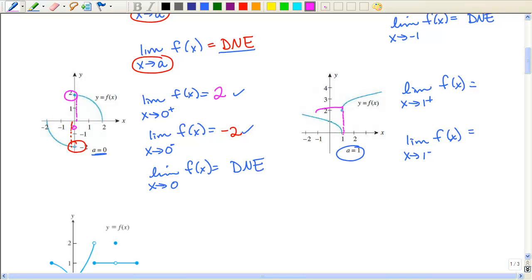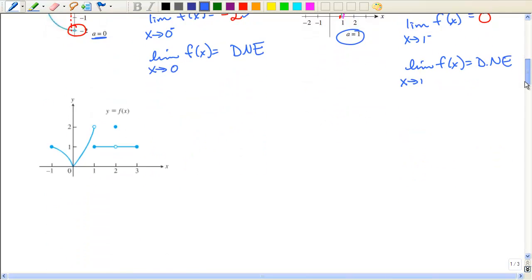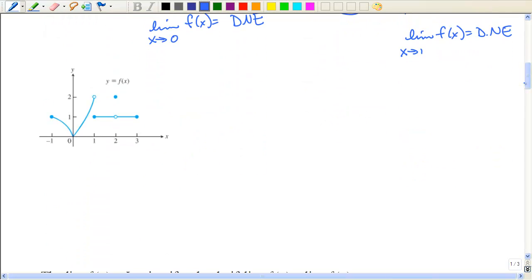I'd go up here, that's close to 2. To the left of 1, man, that's like right at 0. And I would say the limit as x approaches 1 does not exist. And I think they're giving you all of these examples about does not exist. I'm thinking at some point it would exist. Let's see if we can look at this graph.